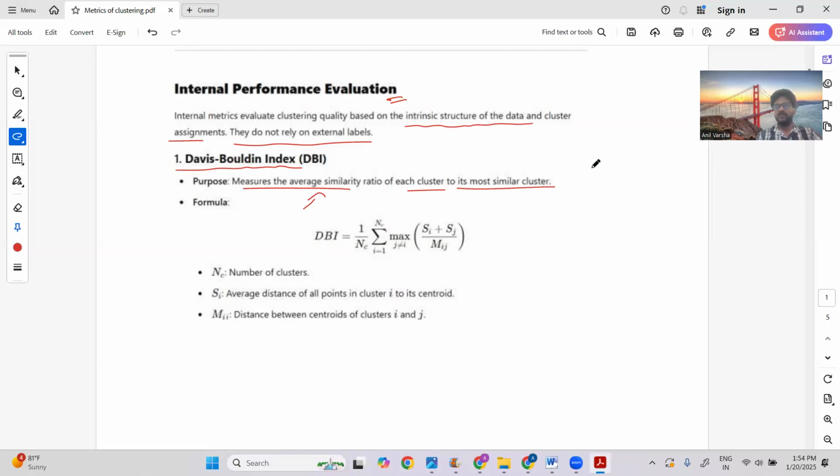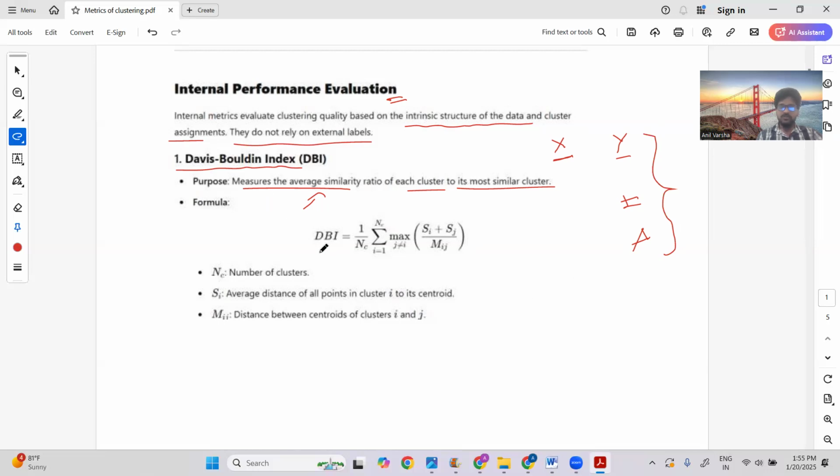There is a cluster X, not a data point, but a cluster X. There is another cluster Y. Now, we're going to find a similarity ratio between X and Y. If there exist Z and A, which are also similar to the cluster X, then we're going to compare the similarities between X and Y, X and Z, and X and A. Then we identify the average similarity ratio of these.